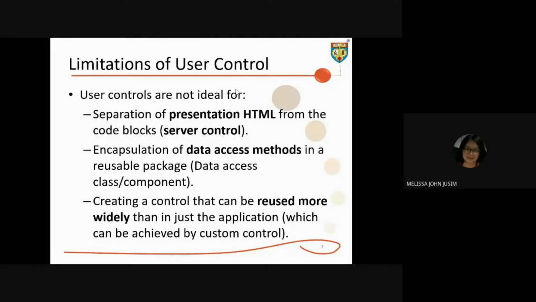So what is a custom control? Remember the Microsoft Visual Studio that I showed you, the toolbox? We have the existing tools inside, lots of controls there. Custom control means we can create a control that we can add into our toolbox. So if there is something that you want to be reused widely, to be available for all of your applications, then you create a custom control. User control is just meant for that particular application.